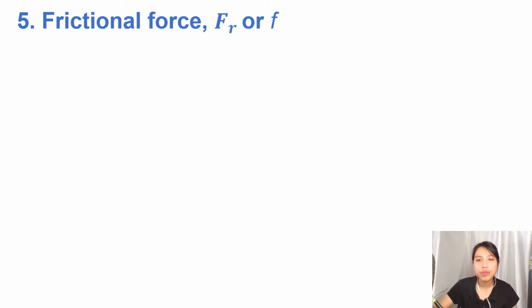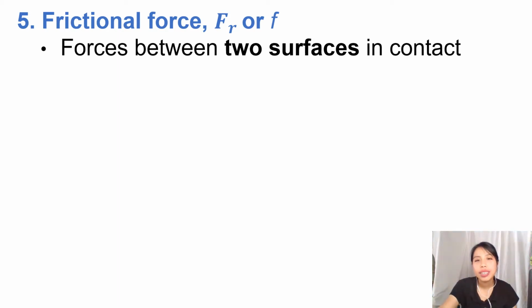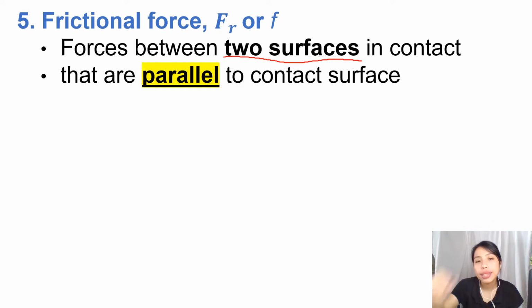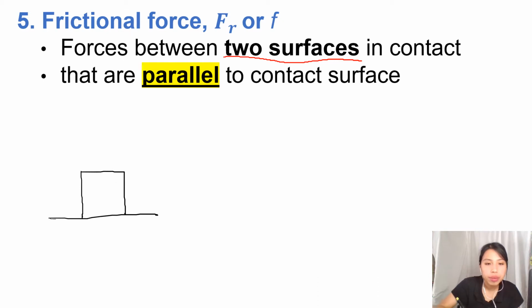Next up, the frictional force, cousin of the normal force. Very similar, but with a little bit of difference. Let's see what those differences are. It's still a force between two surfaces, but the direction of the force is now parallel to the contact surface, not perpendicular. So if you have a box and table, the friction force is going to be either like that or like that. Notice how the arrows are parallel to the surfaces now.